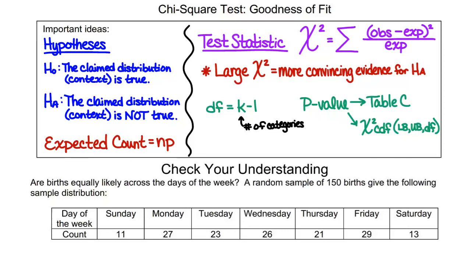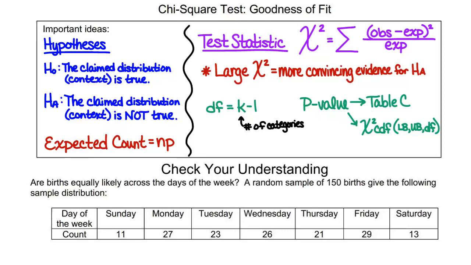Expected counts is n times p, whatever the probability is. Our test statistic, you have to do the sum, that's what that sigma means, of all the observed minus expected squared divided by expected. Now it's not a z statistic, it's not a t statistic, it's a chi-squared statistic, which looks like a big script X. Chi-squared very large means more convincing evidence for the alternative hypothesis. Degrees of freedom, we say it's k minus 1 instead of n minus 1. Our n was 1225. K is how many categories we had. So it's the number of categories minus 1.